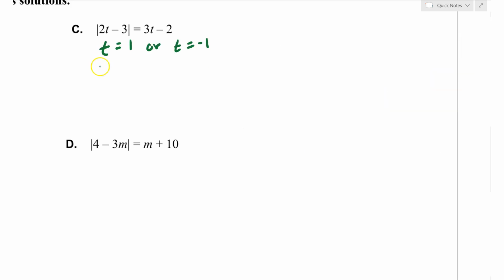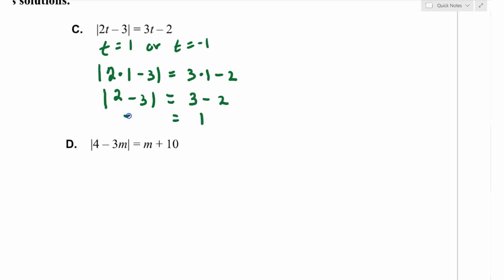So let's go ahead and check. The absolute value of 2 times 1 minus 3 equals 3 times 1 minus 2. So 2 times 1 gives you 2 minus 3 equals 3 times 1 gives you 3 minus 2. So that's negative 1, this is 1, and that does check. The absolute value of negative 1 is 1. So t equal 1 is a solution.